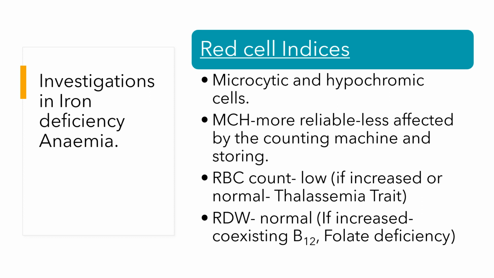And the other thing is red cell distribution width. It is increased if there are various sizes of red cells. So if the patient is having coexisting B12 or folate deficiency, there will be another clone of macrocytic cells, which increases the red cell distribution width.